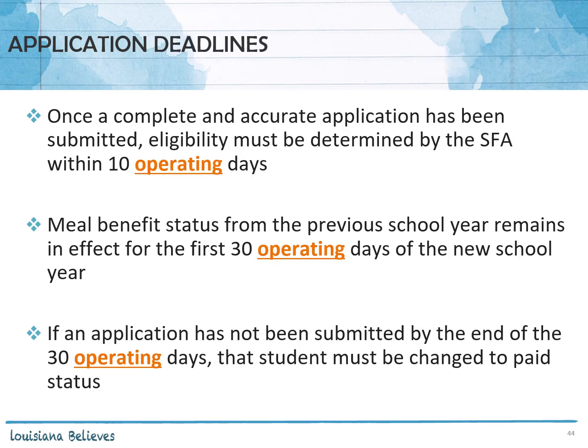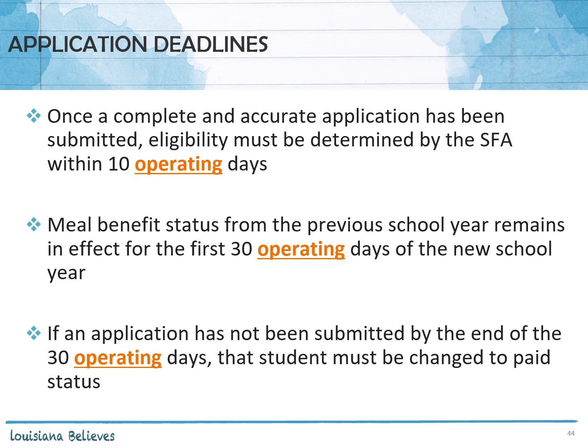Applications must be reviewed in a timely manner. Whenever possible, applications should be processed immediately and must be processed within 10 operating days. This is particularly important for children who are not eligible to receive carryover benefits because they weren't certified as eligible for free or reduced price meals during the previous school year. According to 7 CFR 245.6, within 10 operating days of receipt of the application, an eligibility determination must be made, the family must be notified of its status, and the status must be implemented.